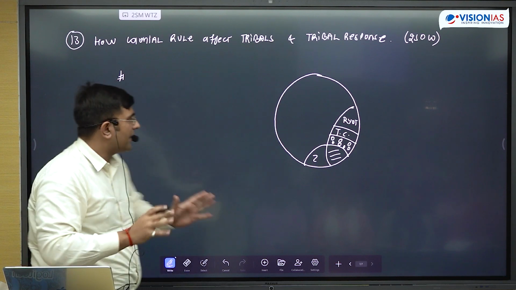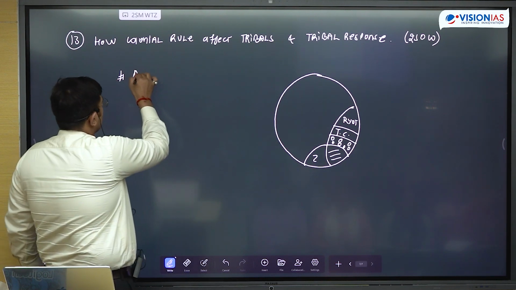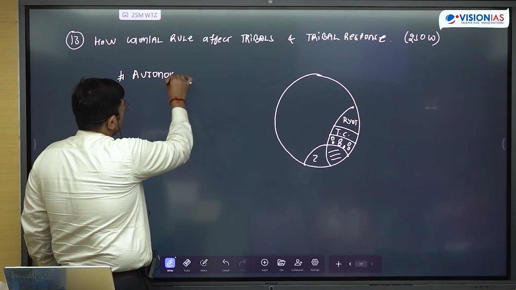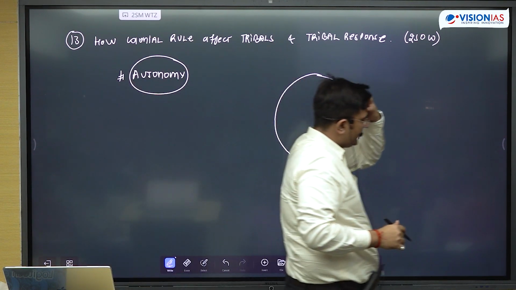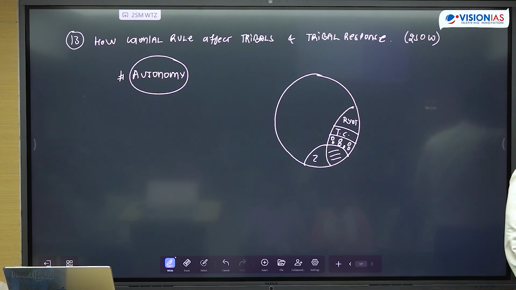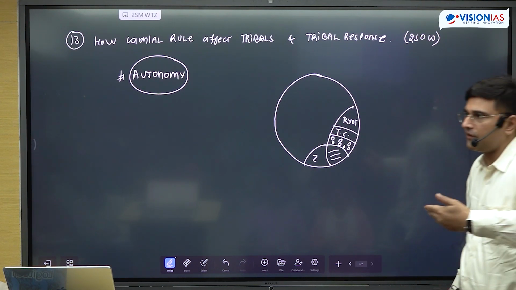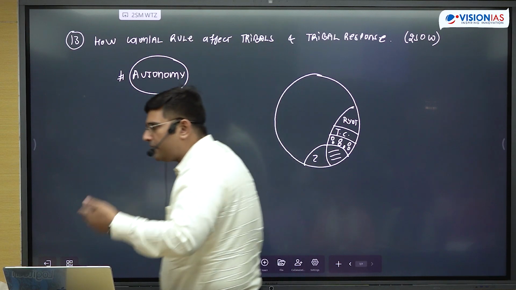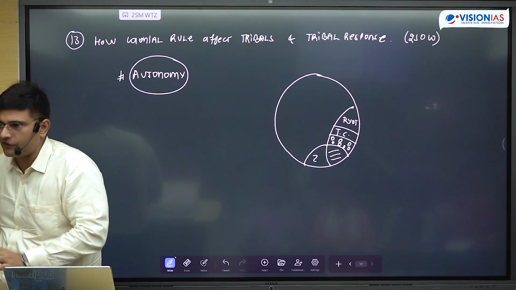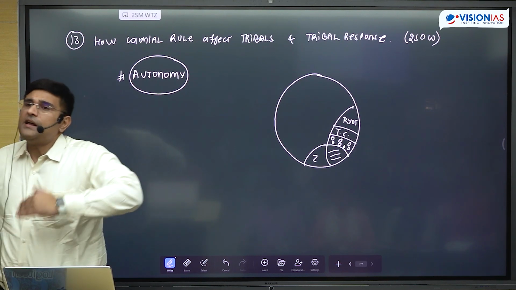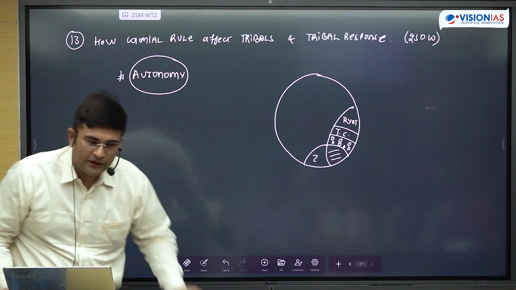And on these aspects, you can categorize your answer into points. First, you can mention autonomy. In the introduction you can write that since ancient times, the tribes enjoyed autonomy. Right? There was limited interaction with the people of the plains, but the Indian rulers did not hurt the autonomy and the way of life of the tribals. That can be the introduction. However, these things changed with colonial rule.